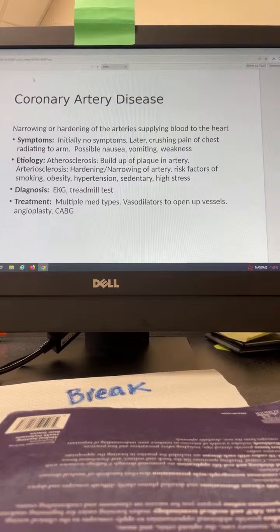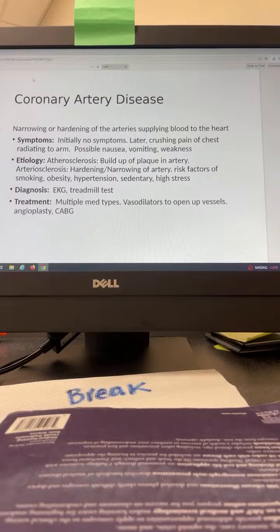Some of the symptoms: initially you won't notice any symptoms at all, so it's kind of an insidious disease where it springs up on you. Later on, as the disease gets worse, you'll have crushing chest pain because of the lack of oxygen getting to the heart. You've probably seen people who clutch their arm when they're having a heart attack. That's one of the symptoms as well, that arm pain. They may feel nauseous, vomiting sort of thing.